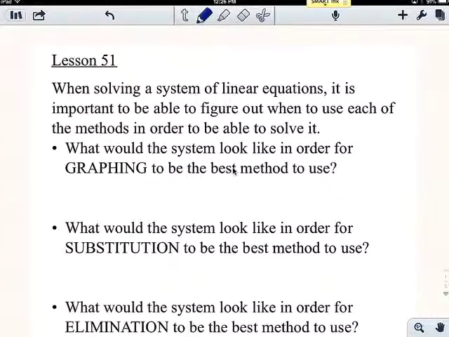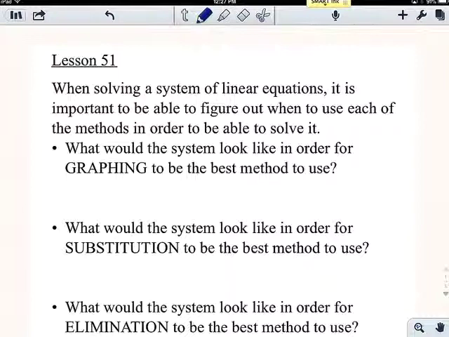So we just had a warm up where you had to identify which of our three methods you want to use to solve. Now I'm going to give you some notes to explain, if you're still a little bit lost on which method to use. We're going to talk about how you know which method is best.